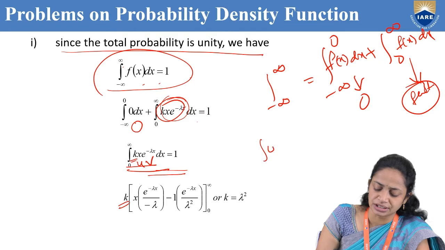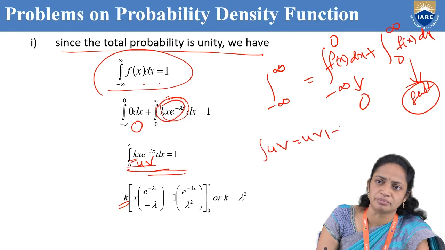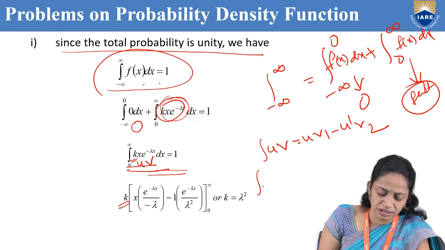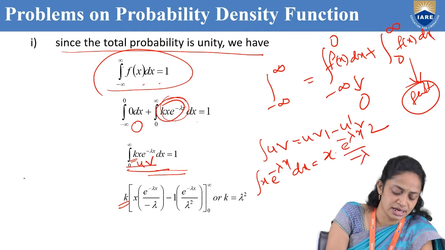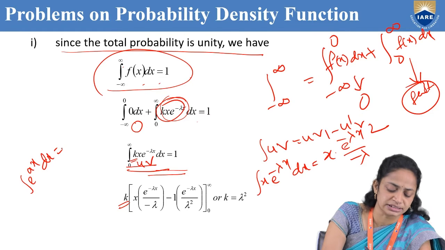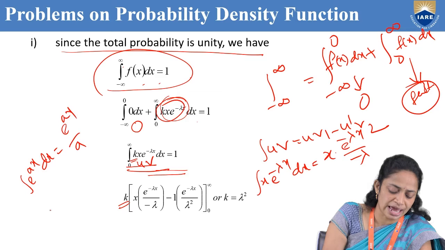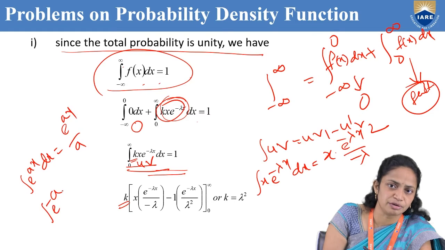But we know that integration of uv equals u v1 minus u dash v2, right? So integration of x e power minus lambda x dx equals u v1. So v1 is e power minus lambda x divided by minus lambda, because integration of e power ax dx is e power ax by a. Like that, integration of e power minus ax dx is e power minus ax by minus a.